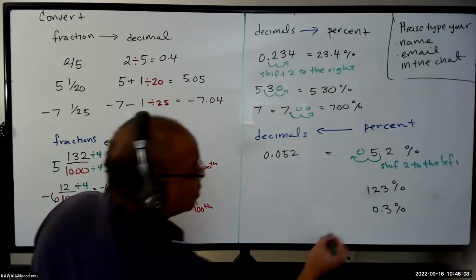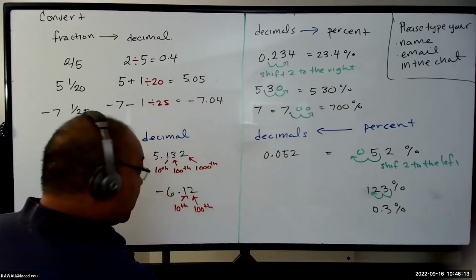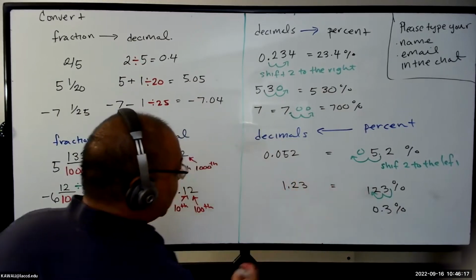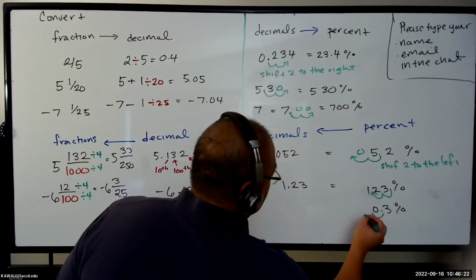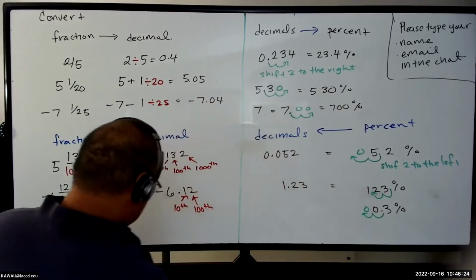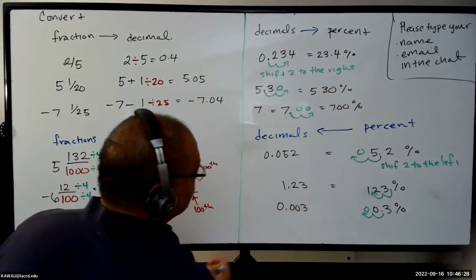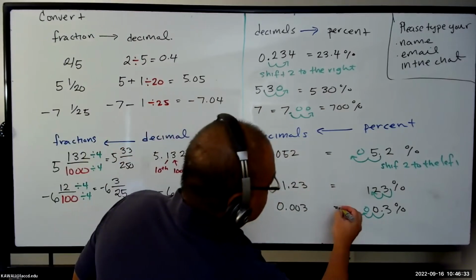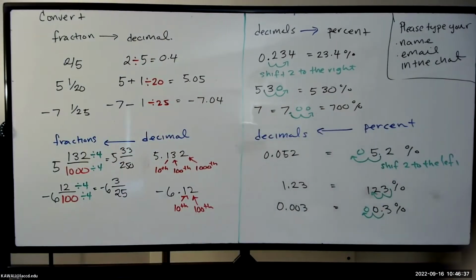Okay. So we're going to move this 2 to the left, and we're going to get 1.23. The percent goes away. And then over here, we're going to move 2 to the left. 1, 2. So we're going to get 0.003, and then we're done. Remember, after we moved it, the percent is gone. Okay.